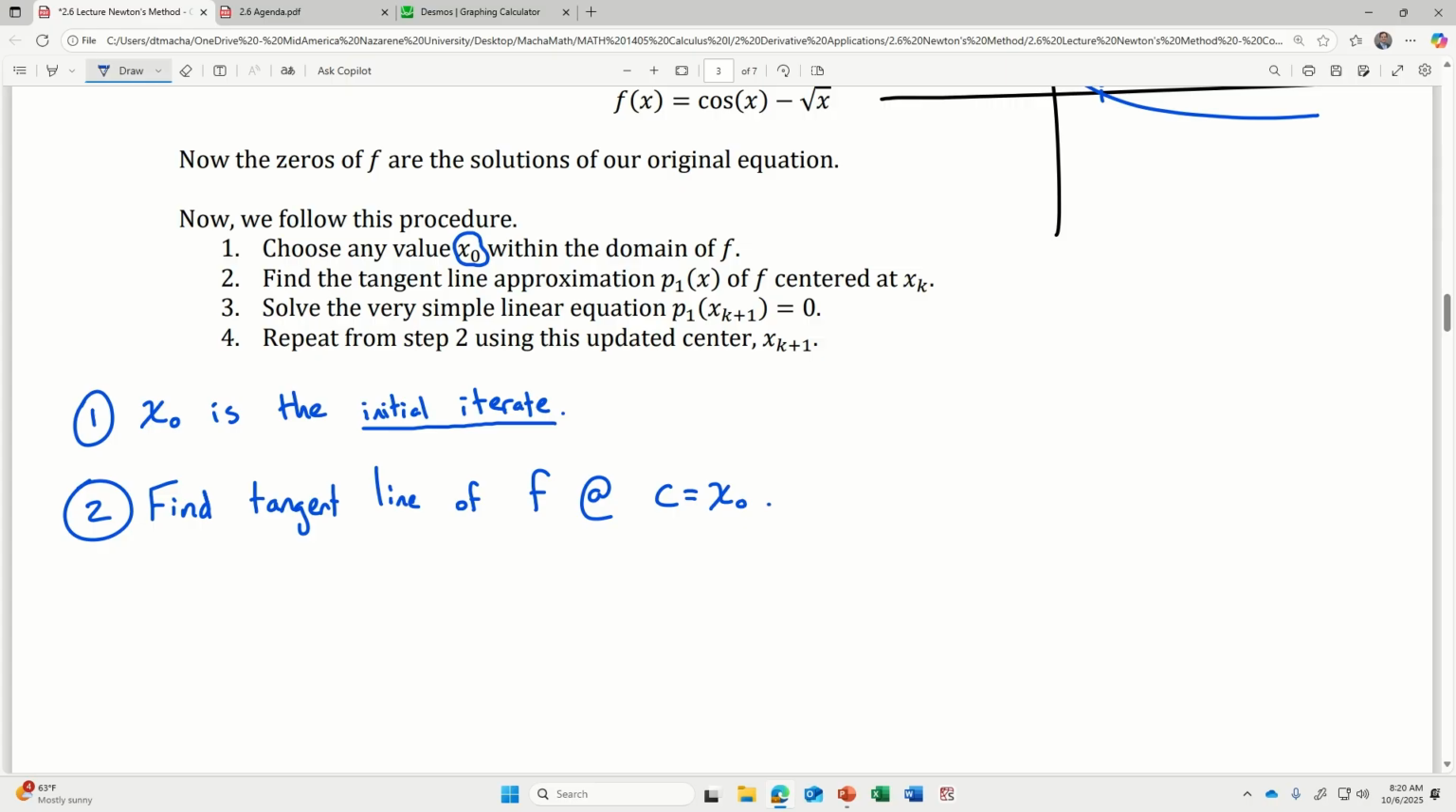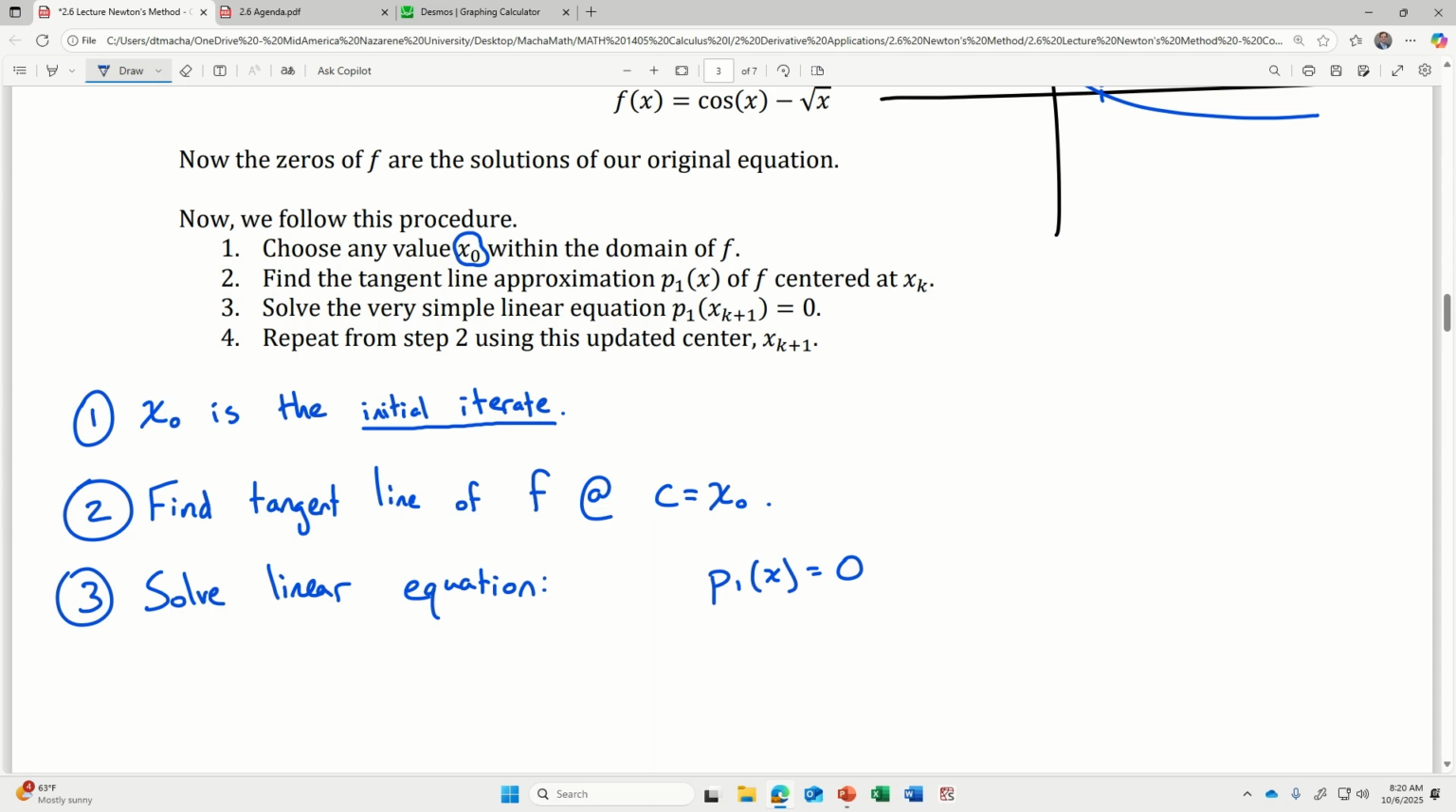Step number 3, we're going to solve a linear equation instead. Even though I can't solve the nonlinear equation, because it's really tough, I can always solve a linear equation. Solving linear equations is super easy. You've been doing it since 8th or 9th grade. So we can solve a linear equation. And what that linear equation looks like is whenever I set the linear tangent line approximation equal to 0.